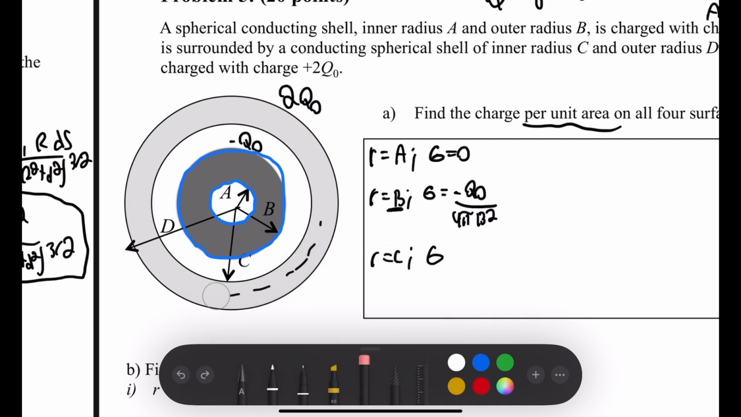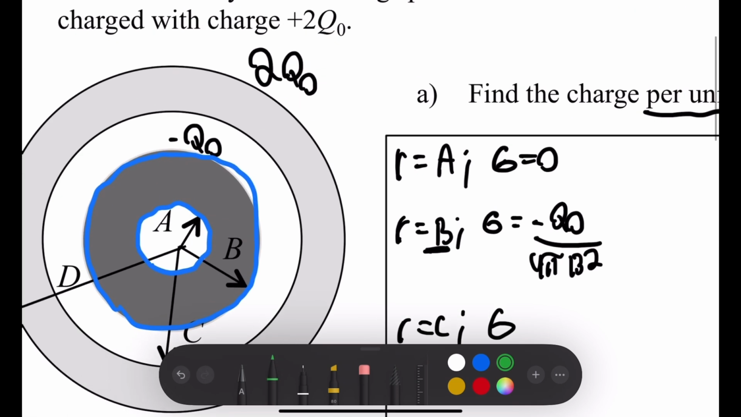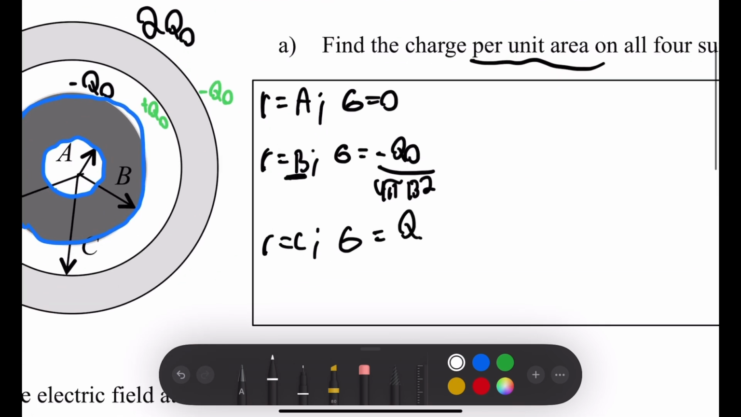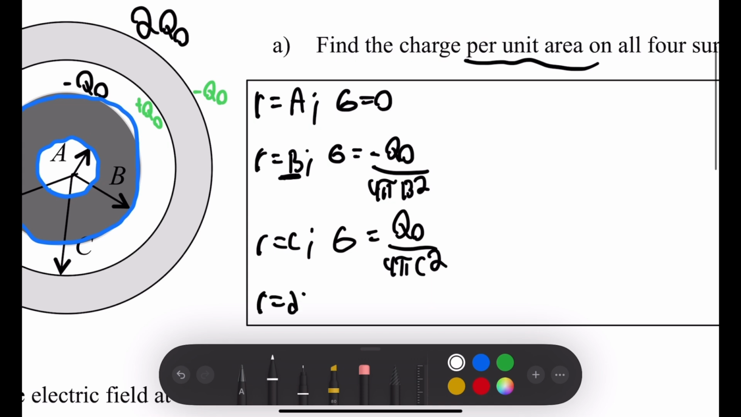So the only way we can have this equal to 0 is if we have a positive q naught charge lingering here. But then to basically undo what we did here, we're going to have the negative q naught lingering around out there. So at r equals c, we will get positive q naught divided by 4 pi, the radius here is c, so c squared. And then at r equals d, we have 2 q naught minus q naught, so that's just positive q naught again, over 4 pi d squared.